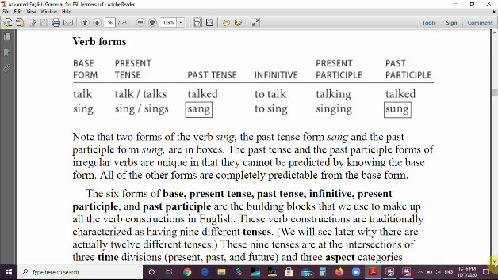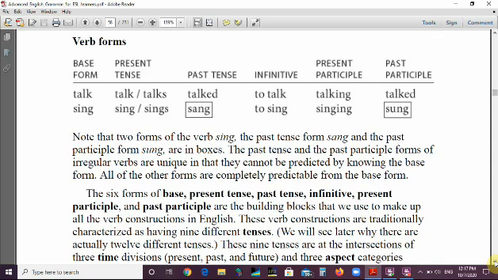The base form, present tense, the base form, and sometimes it takes an S or ES with he, she, and it, as you know. Past tense, talked, sang. Infinitive, to talk, to sing. Present participle, verb plus ing, talking, singing. Past participle, talked and sung.